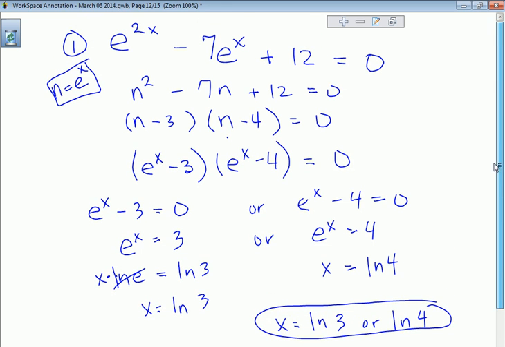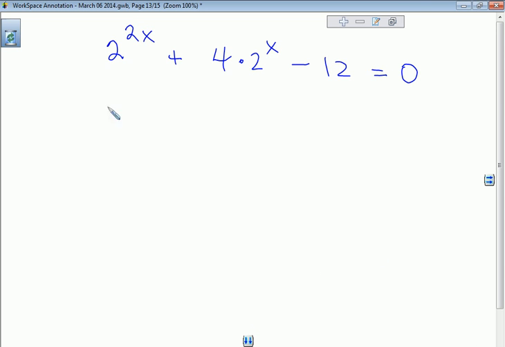Now, some of you may have said, okay, well, I see this quadratic form up in this first line. So can I go straight from here to here? Certainly. If you see this quadratic form, you don't need to use n substitution. It is handy if you don't see it, but if you do see it, go straight from the first line down to the fourth.